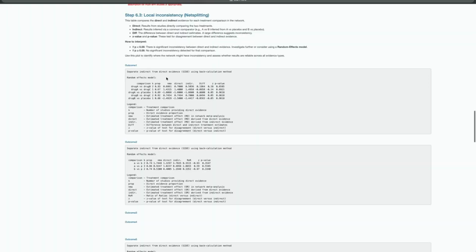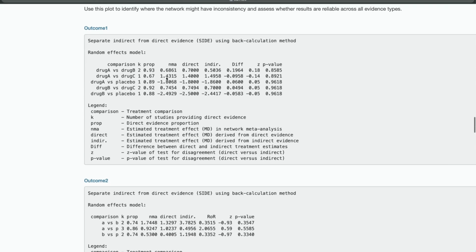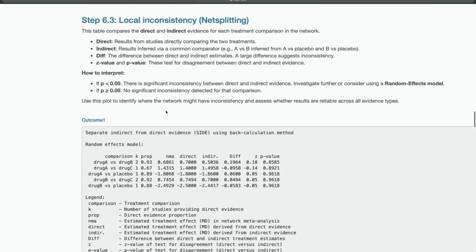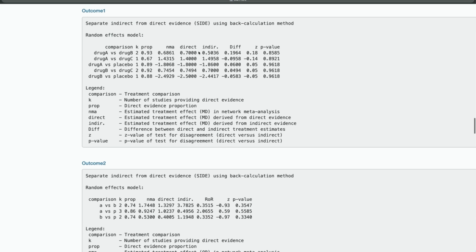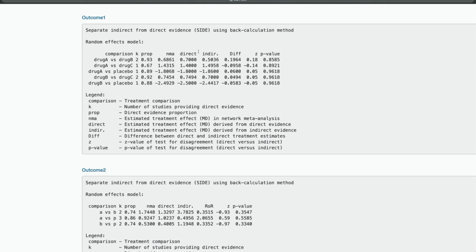Step 6.3: Assess local inconsistency again, and this time via net splitting. You can refer to the explanation here to help you with interpretation. If the network doesn't have a closed loop, the net splitting results will not appear.